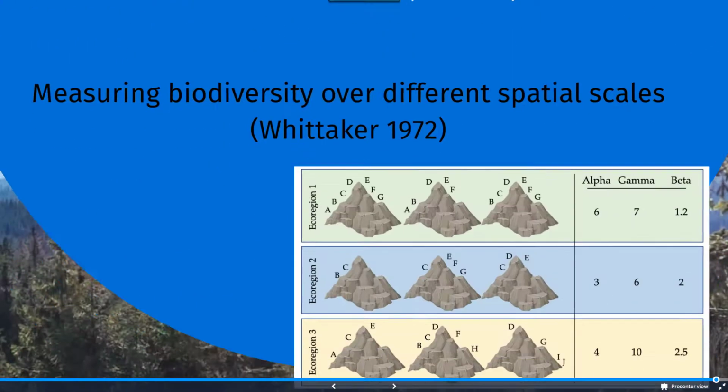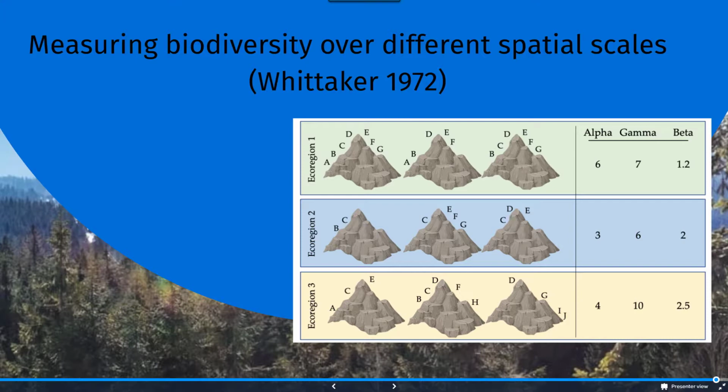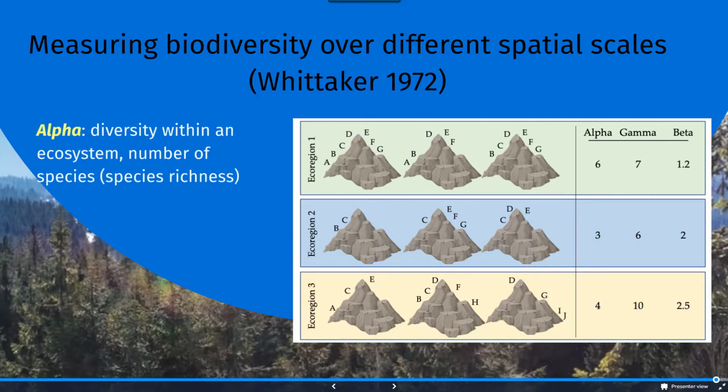And we can talk about how to measure that biodiversity over different spatial scales. This concept was introduced by Whittaker in 1972. Being able to measure that biodiversity is how we can establish that there are changes over time. So it is quite critical to understand how you evaluate it and how it's assessed. We first can talk about the alpha level of measurement, which is the diversity within an ecosystem, and essentially is going to be the number of species that are present in an ecosystem. Oftentimes we term this the species richness of an ecosystem.